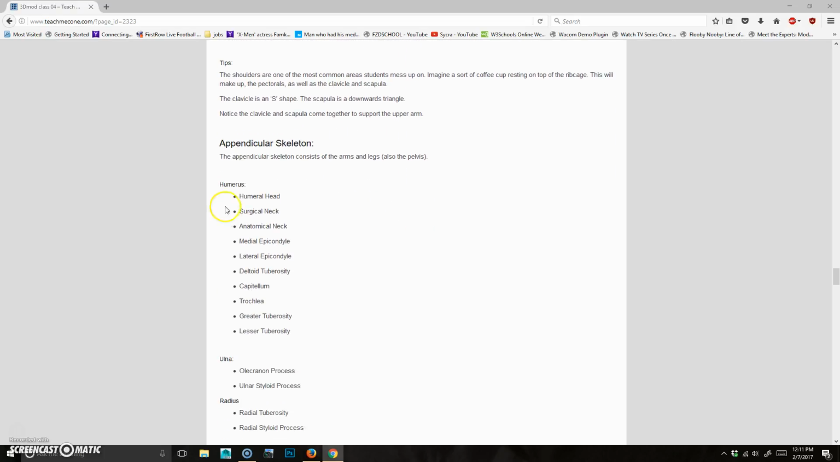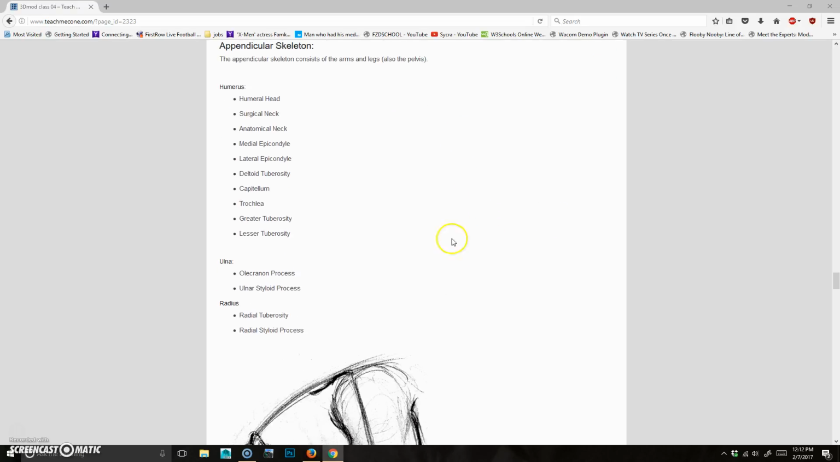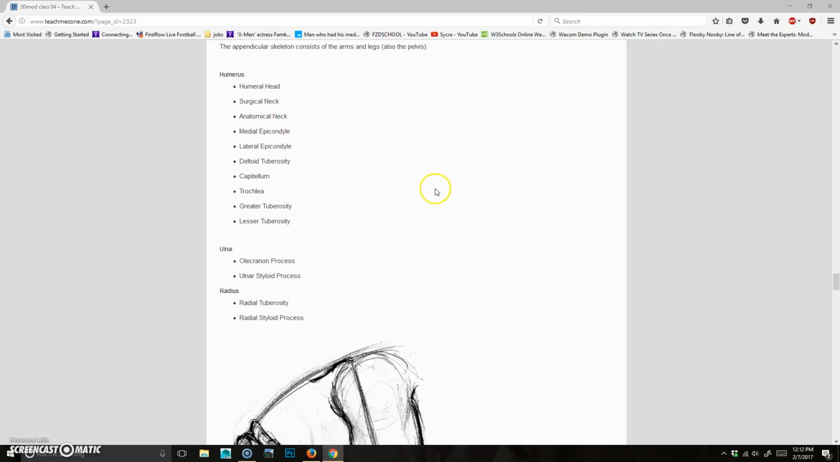So, appendicular skeleton, the humerus or the upper arm. There's all these parts to it. The head is actually the part that inserts into the shoulder, the glenoid fossa. Surgical neck is the, see, it doesn't really help because I don't have any pictures of it. Basically, these are the parts of it. Okay, so you can look it up if you want. I should draw a picture.